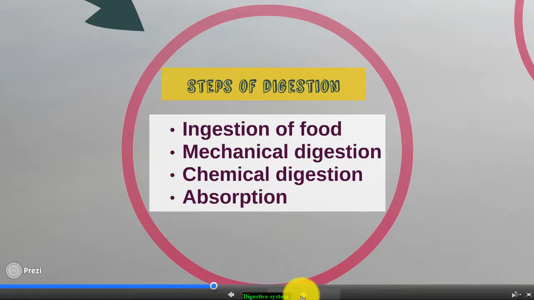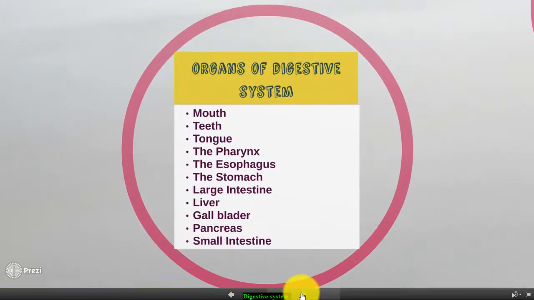Now, the final step is called absorption. Absorption occurs in the small intestine, and means the passage of nutrition from the small intestine into the circulatory tract, into the bloodstream. Later we'll handle absorption in detail in our next topics. Now here we go to the organs of the digestive system.